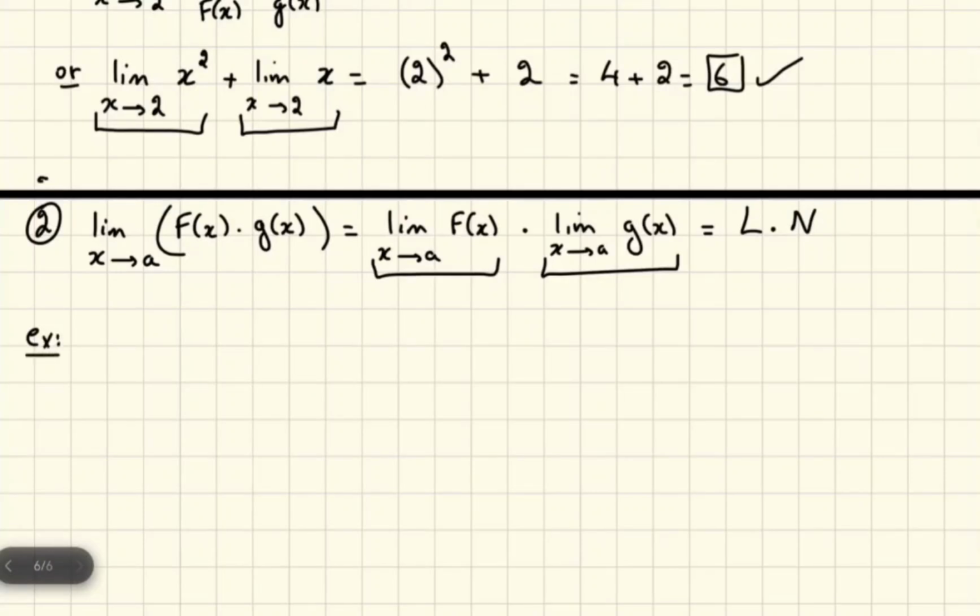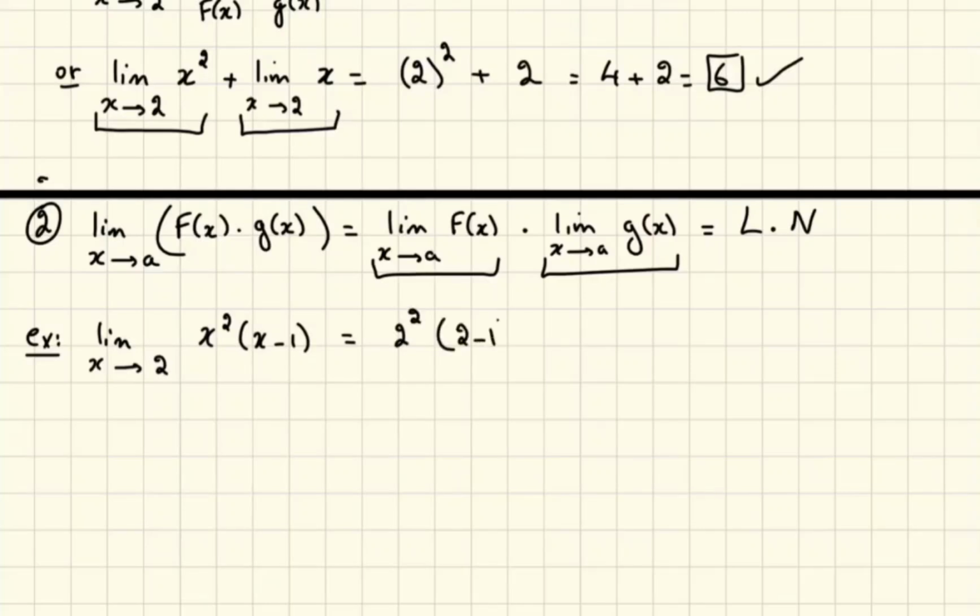Now, as an example, if I tell you limit as x approaches 2 of x squared multiplied by x minus 1, and I'm solving this directly, you can substitute, so 2 squared multiplied by 2 minus 1. It will be 4 times 1, which is 4.